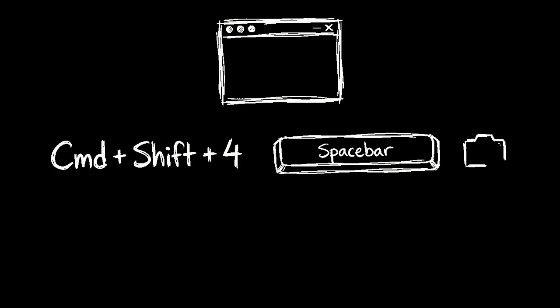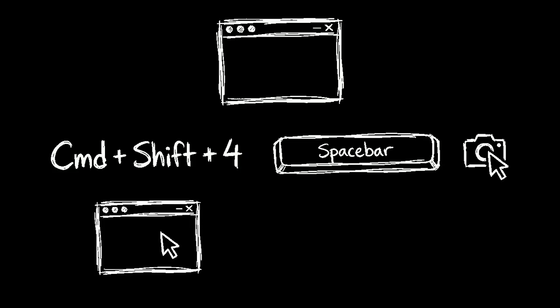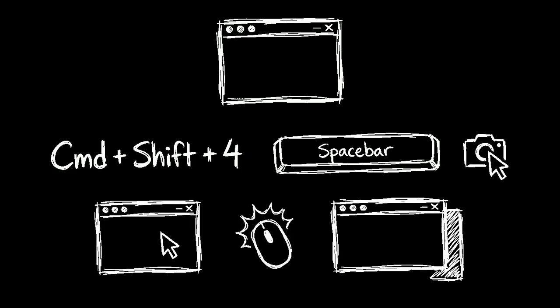To grab a specific window, press Command, Shift, and 4. Then tap the spacebar. The cursor becomes a camera. Hover over a window, click once, and it's captured with a clean shadow.